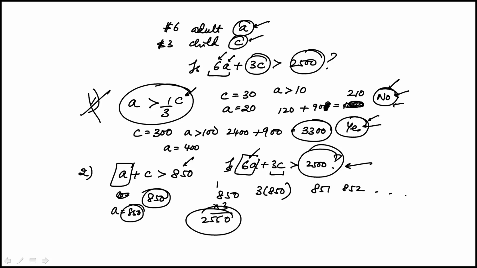So in all cases, even if you do some combinations here, because anyway 6 is more than 3, even if you did a split of 400 and 450, it would still exceed 2,500. So in all cases, with statement 2 alone, the answer to the question would be a definite yes. So 2 alone is sufficient. Answer is B.